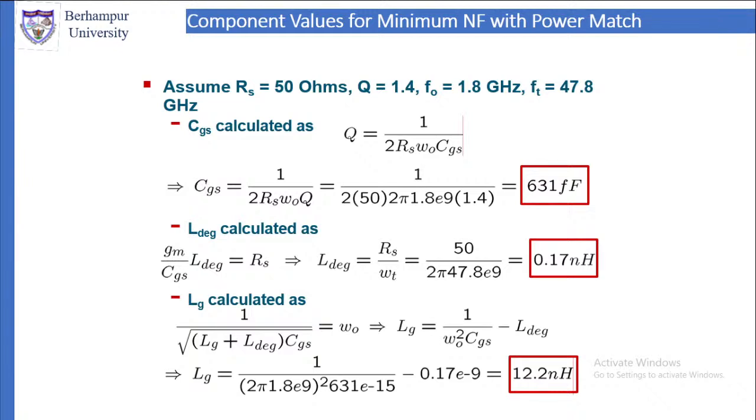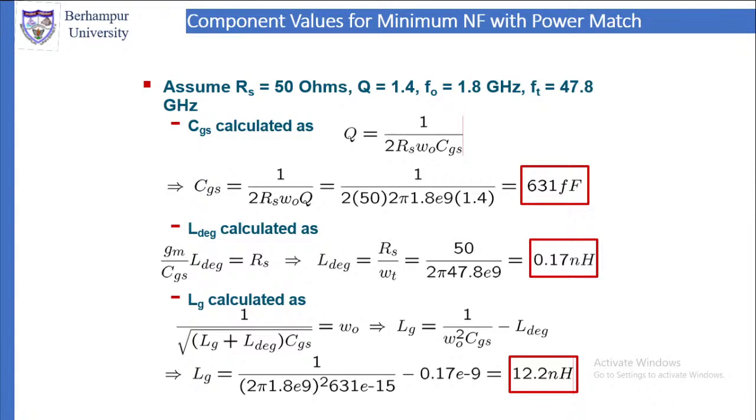Then Lg will be calculated from this equation. ω0 = 1 / sqrt((Lg + Ld) CGS). So from that we get Lg = 1 / (ω0 squared CGS) minus L degenerated.